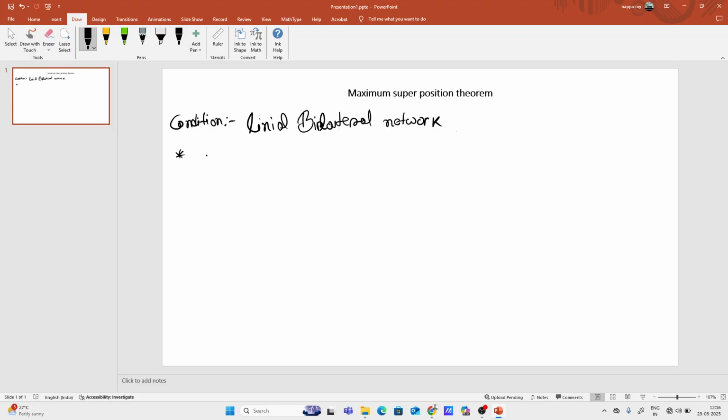If the load is variable, we need to find a condition in which the maximum power is absorbed by the load. At the load side, there will be maximum power.